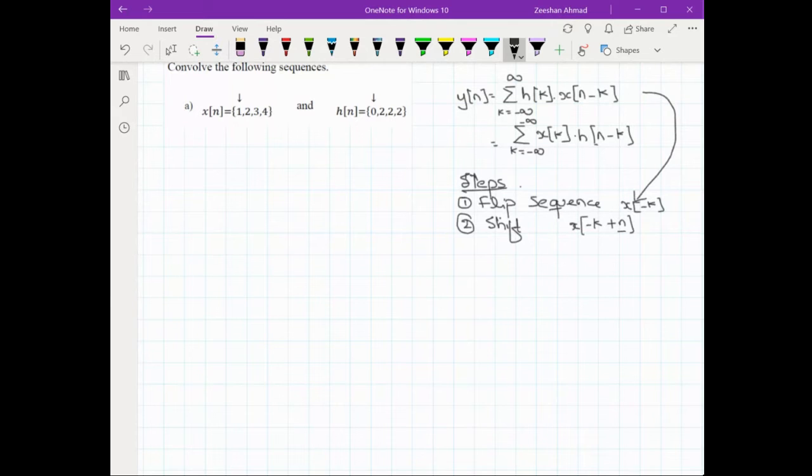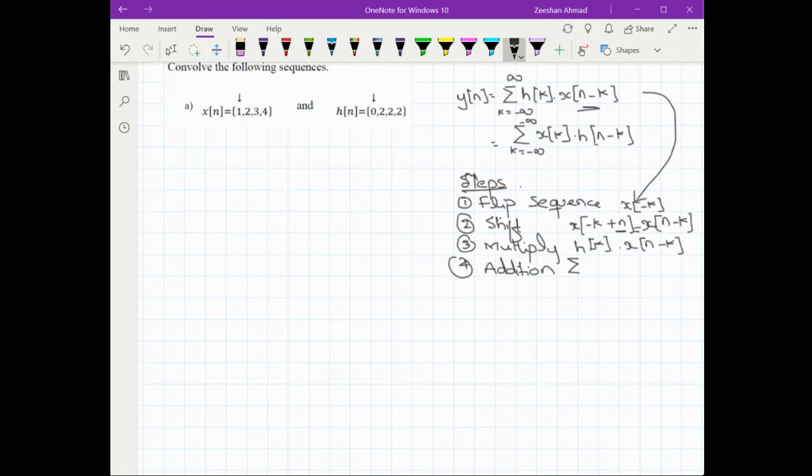The value of n can be positive or negative depending upon where you start. I'm writing it as minus k plus n, which is nothing but x of n minus k. So you will shift it. The third step is you need to perform the multiplication: we are multiplying h of k with x of n minus k. And the fourth one is you are going to perform the addition here.